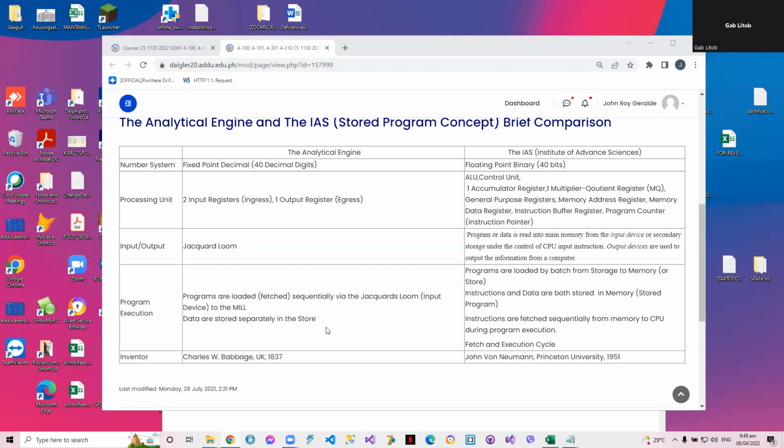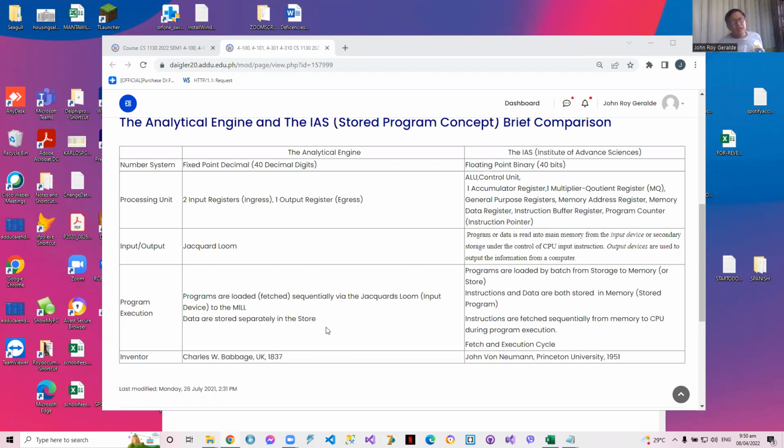For the input and output, the analytical engine uses Jacquard loom. And for the IAS, it uses secondary devices, most probably tape drives. Although it can also use punch cards. Okay. Now, in the program execution, the programs are loaded in the Jacquard loom in the analytical engine, and data are stored separately in the store. Do you follow? The program is in the Jacquard loom, the data is in the store.